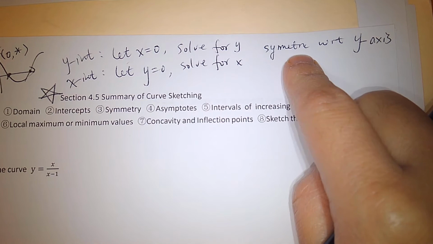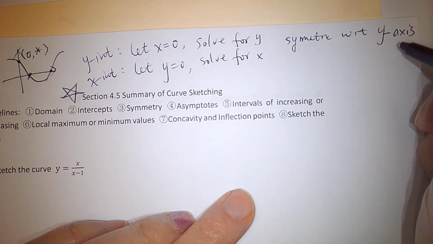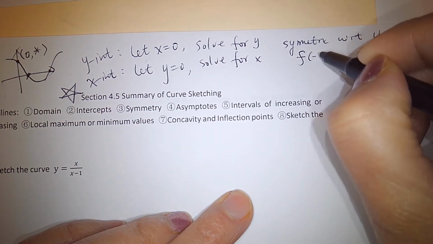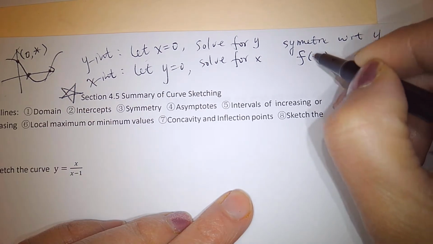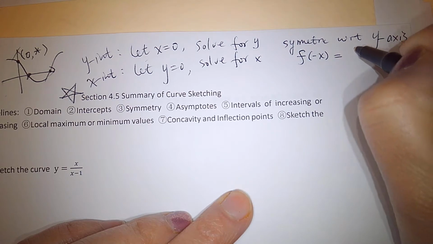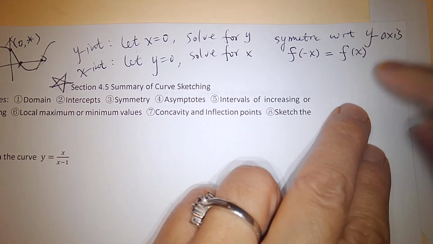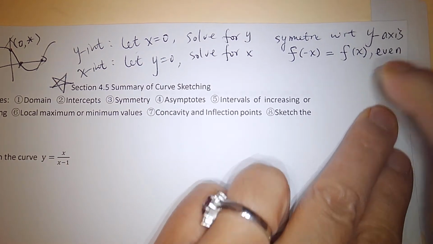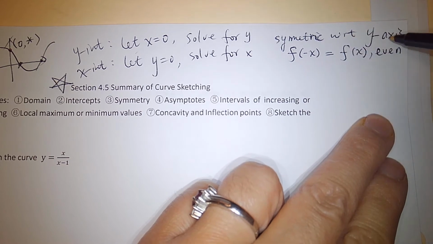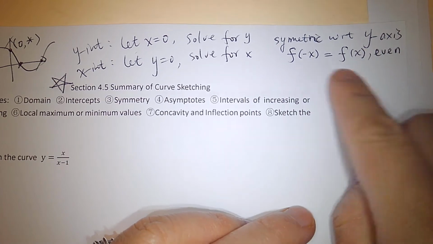So when a function is symmetric with respect to the y-axis, the function is what? An even function. That means if we replace x in the function by negative x, f of negative x must equal what? f of x. So this function we call an even function, and the graph of the function is symmetric with respect to the y-axis, okay?